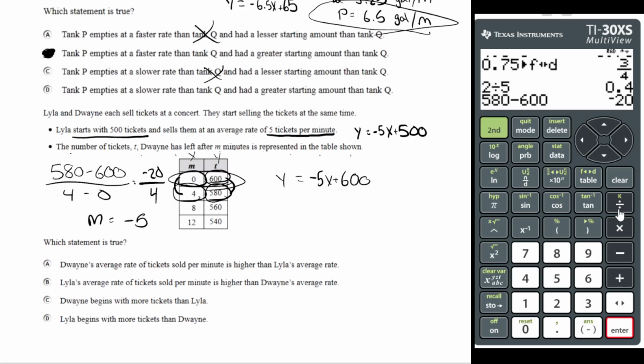So, which statement is true? Dwayne's average rate of tickets sold per minute is higher than Lila's. Dwayne's is negative 5. Lila's is negative 5. They're the same, which also eliminates choice B. Dwayne begins with more tickets than Lila. Lila starts with 500. Dwayne starts with 600. That is true. And that's your answer.